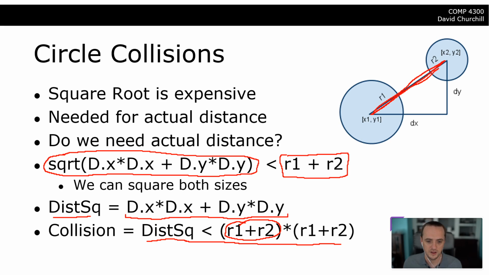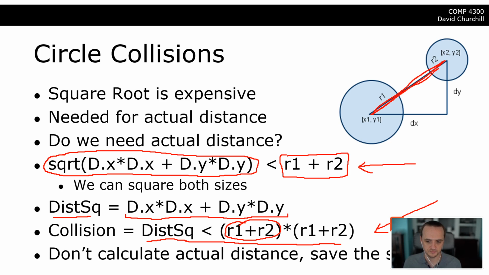But for the most part, implementing this line of code will be much faster than that line of code. And it's identical in its comparison. So we don't calculate the actual distance because we don't need it in that case. So we can save the square root. Alrighty.